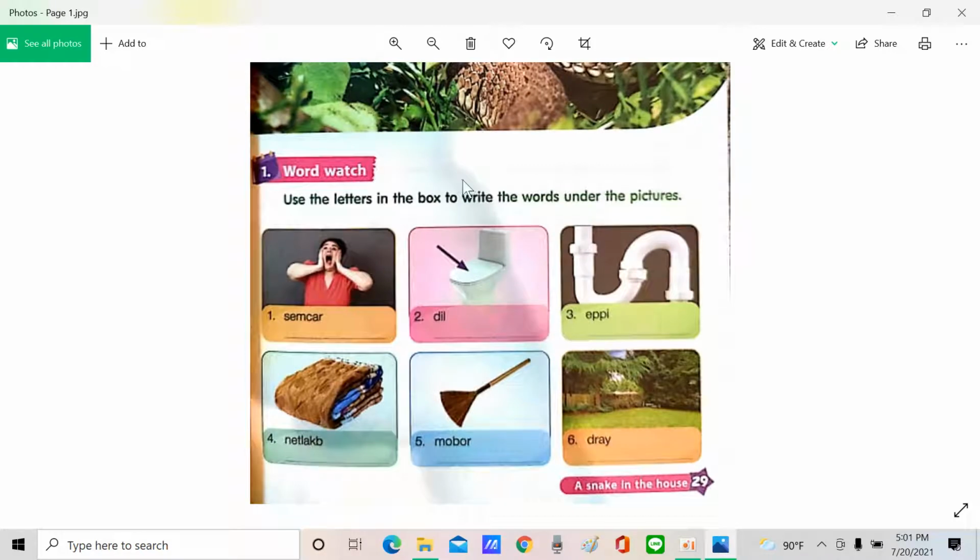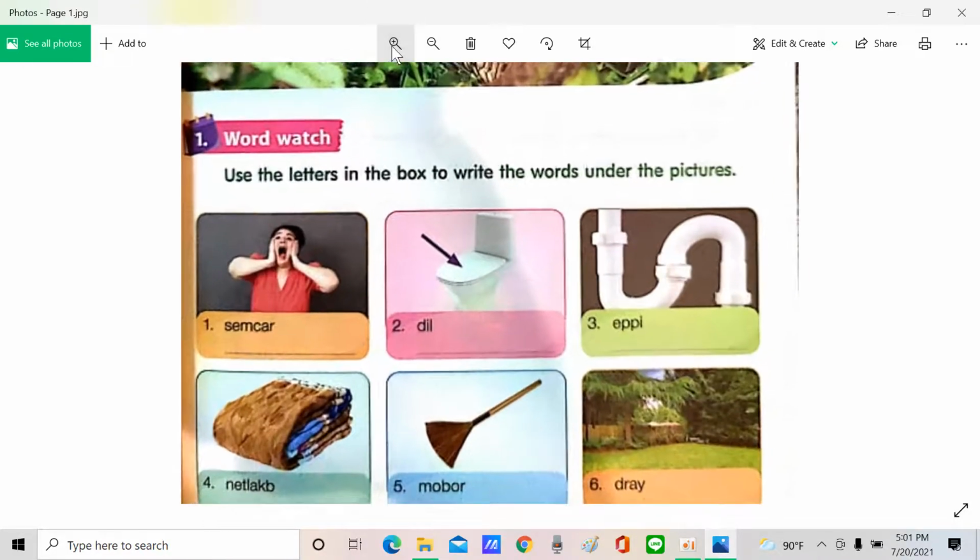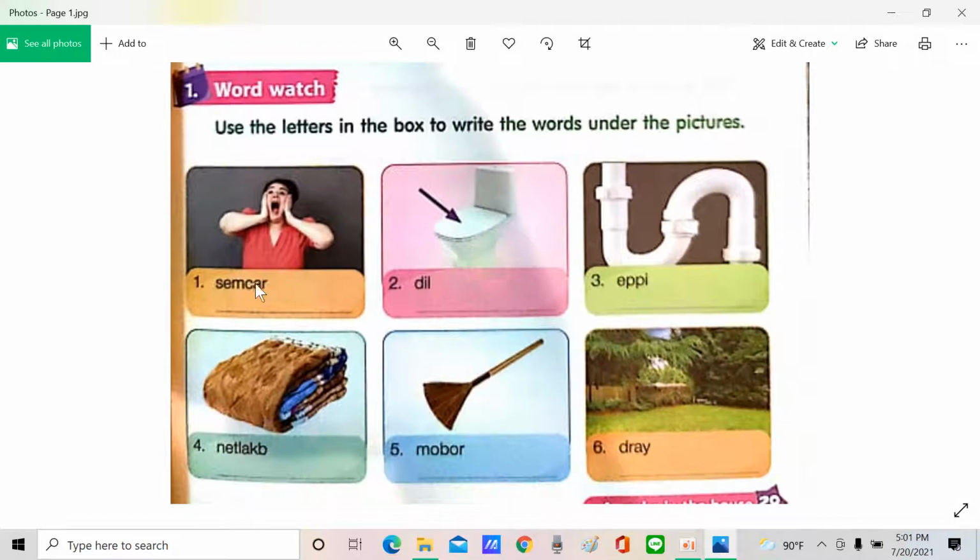Okay, here below we have the word watch. There are 6 pictures below as you can see, and in the pictures, the letters of the names of these objects were mixed. So we have to unscramble or rearrange the order of the letters so they can form a word, which is the name of the object in the picture. After we have unscrambled the letters to make a word, we are going to write the word in the blank. So we have to use the letters in the box to write the words under the pictures.